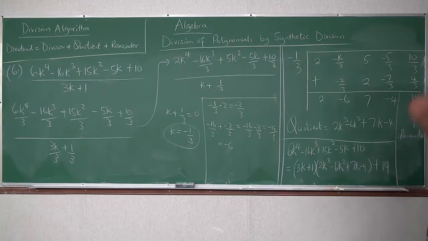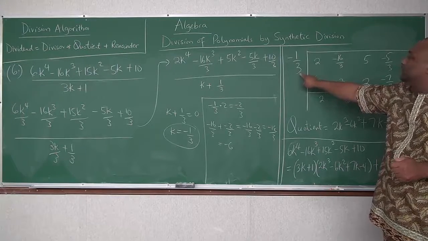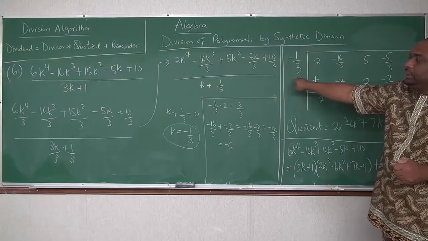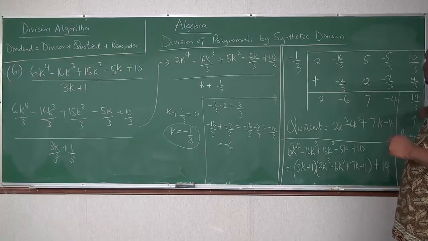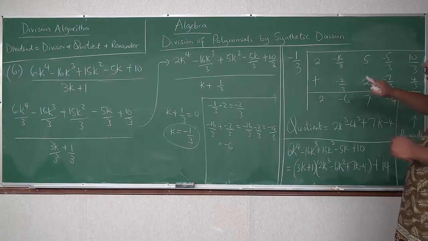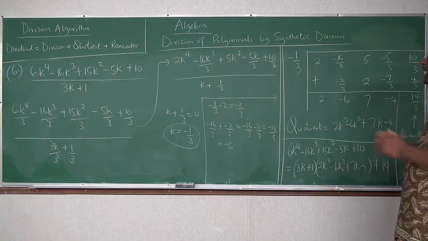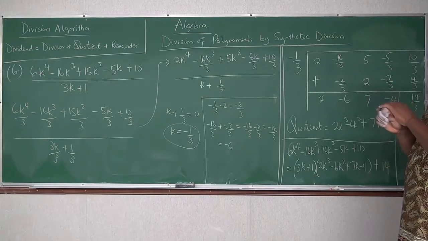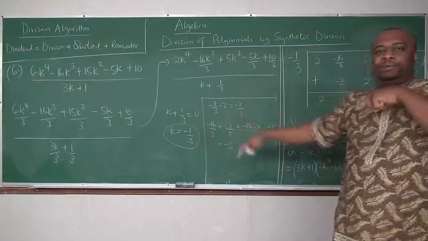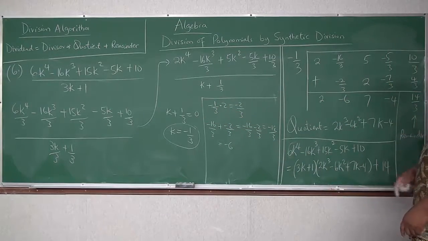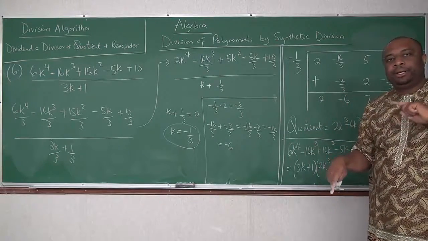So we were actually using negative 1/3 as this. So when you get a fraction as this remainder, you can multiply that by that 3, okay? Because we divided by 3. We divided everything by 3. So when we get a fraction here, just multiply that by 3.